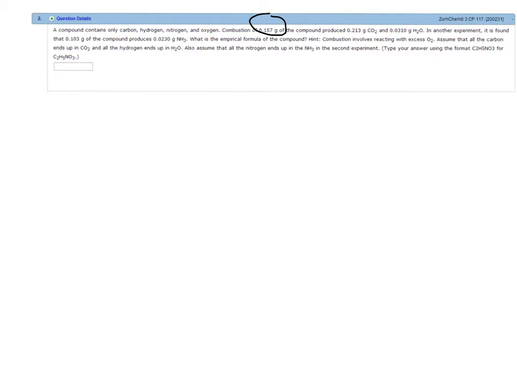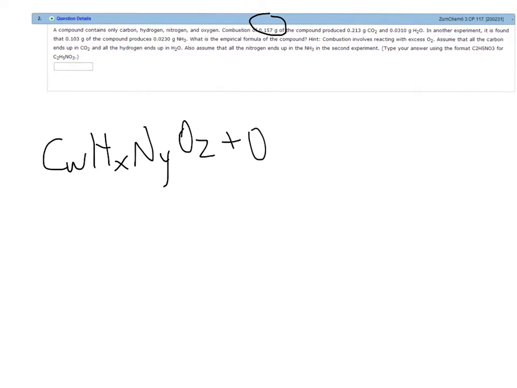Okay, so let's start by writing a combustion reaction for the unknown. Since we don't know its formula, I'm going to use some letters to represent the subscripts. So C, we'll just put a W for its unknown subscript at this point. H, X, N, Y, O, Z. So that's your unknown. As with any combustion reaction, you need to react with a gas that supports combustion, and in almost every case that's oxygen. And we produce CO2 and water.